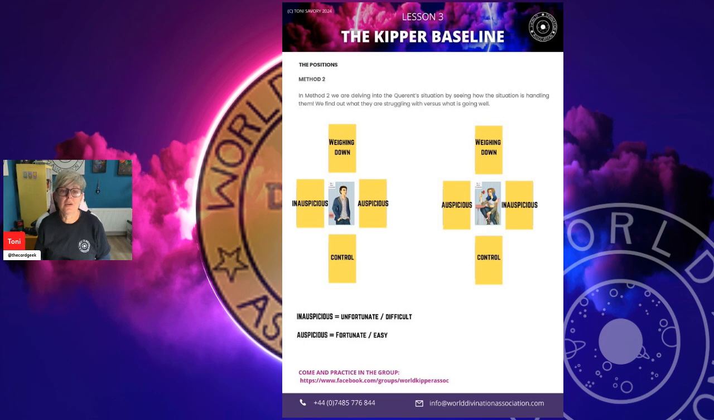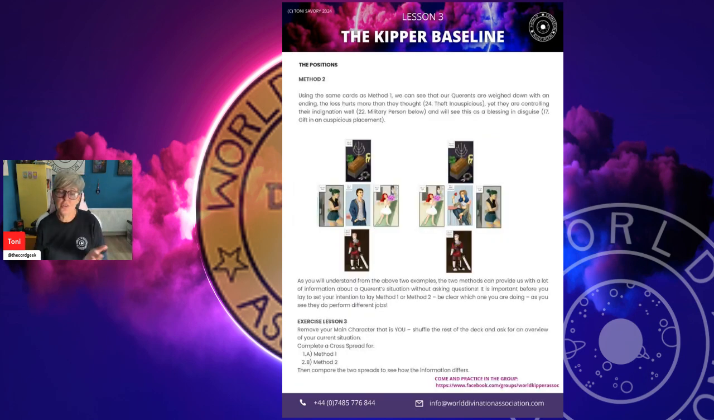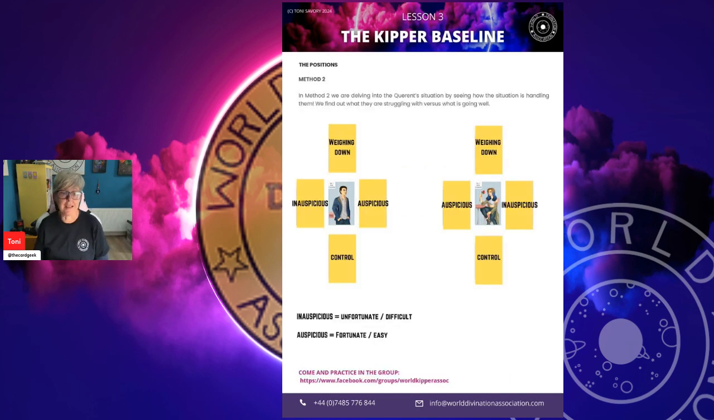And then we are going to move on to what is weighing our querent down, what they're in control of, their auspicious placements and their inauspicious placements. I have also put examples into the document. So again, it is well worth downloading that because it does contain a lot more information than I'm giving you face to face. So let's get that overhead on.